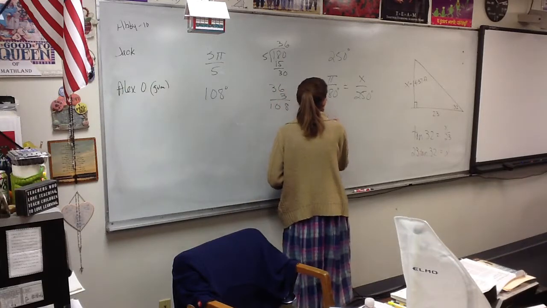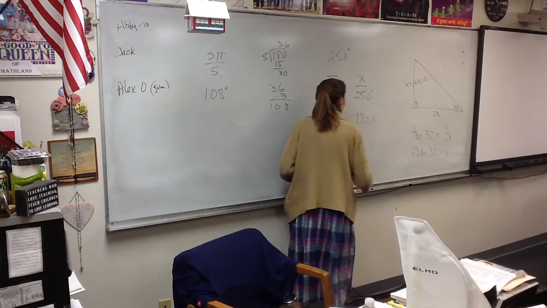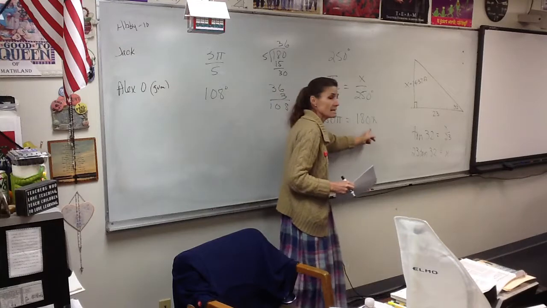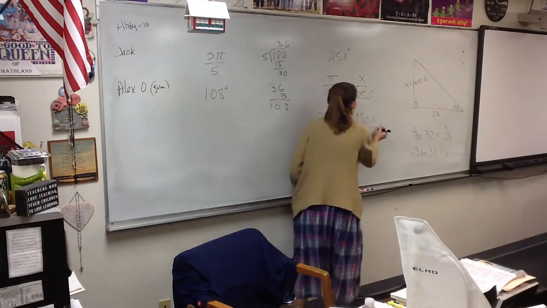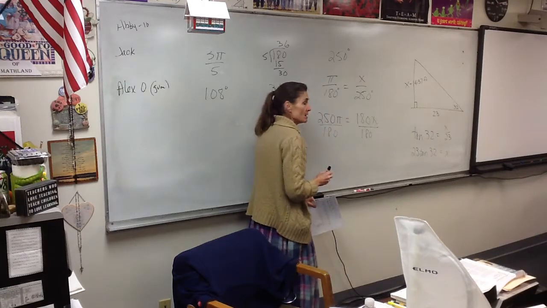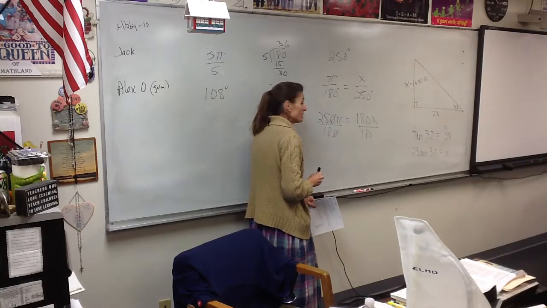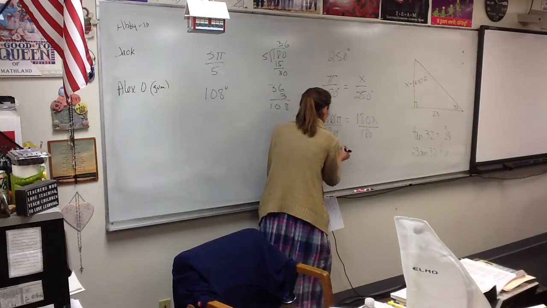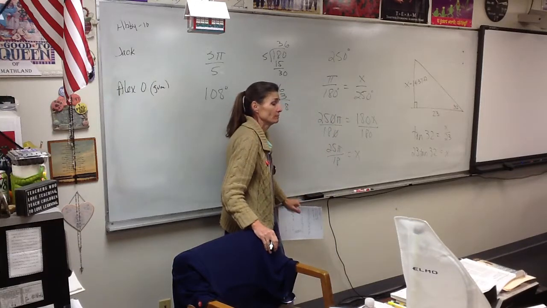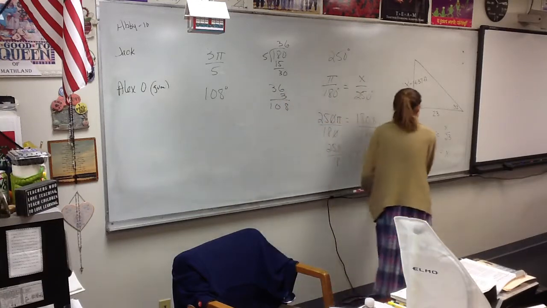So now we're going to cross multiply, and again, you do not need a calculator to do this. 250 pi equals 180x. Then we're going to divide by 180. I know these numbers are big, but the zeros cancel. It's like dividing by 10. You're left with 25 pi over 18. That is your answer. Don't be babies. You do not need a calculator.